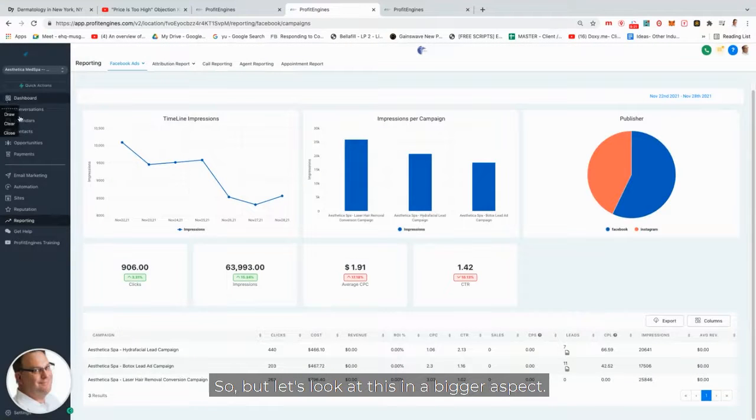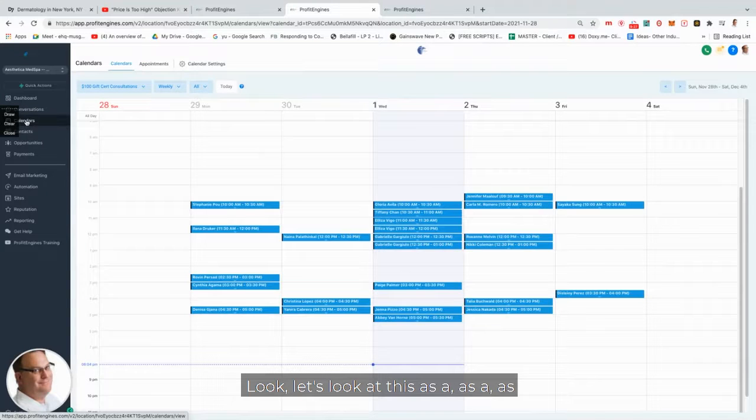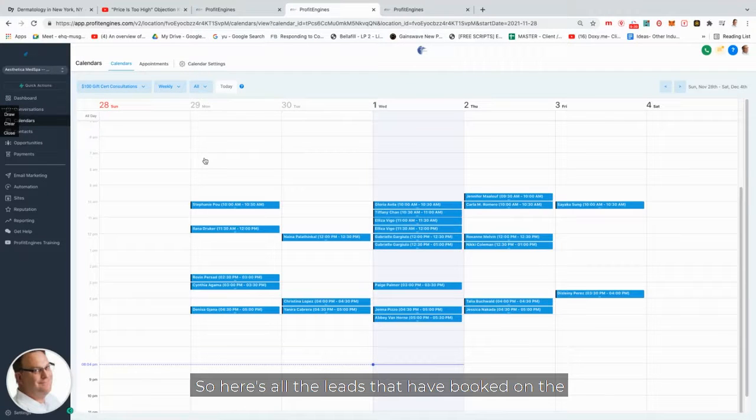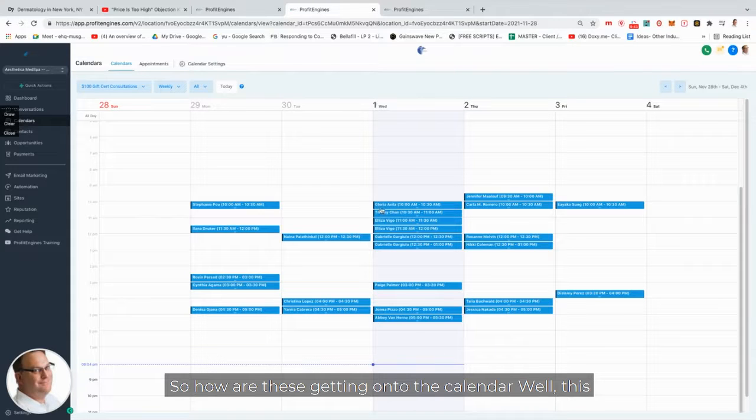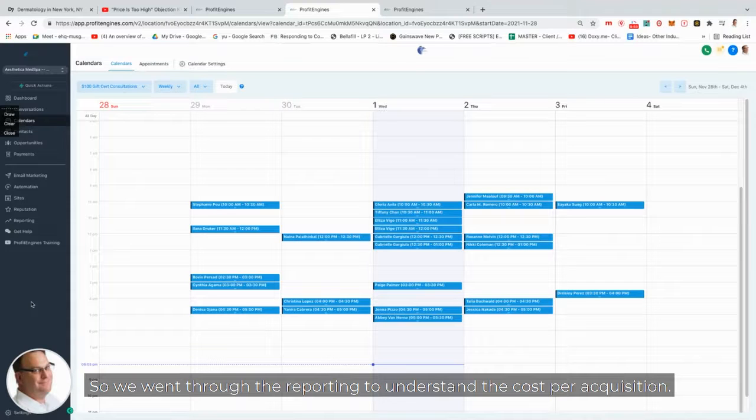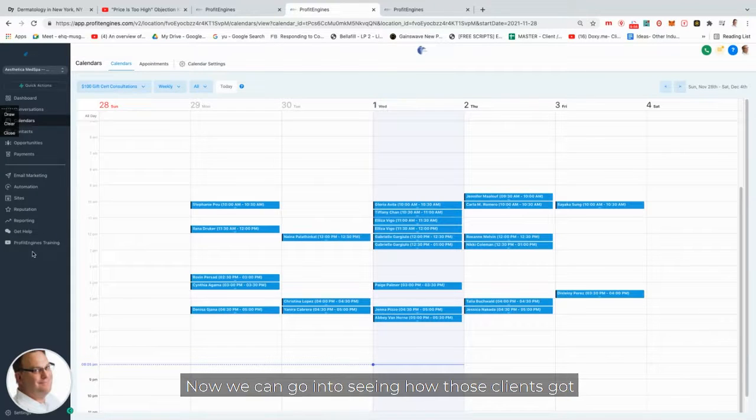But let's look at this at a bigger aspect. Let's look at this as a calendaring function. Here's all the leads that have booked on the calendar, right? We can see a very busy Wednesday today, December 1st. This looks like about 10 appointments. So how are these getting onto the calendar? This system really works well when you start to think about clearing out clutter and operation flow. We went through the reporting to understand the cost per acquisition. Now we can go into seeing how those clients got there.